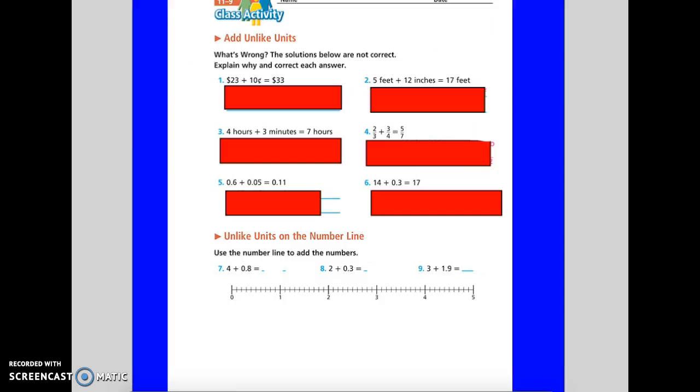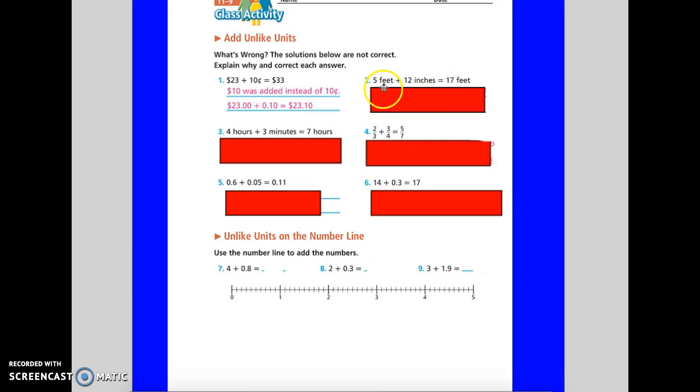The first thing we're going to do is talk about adding unlike units. I want us to look at these situations below, decide why they're not correct, and explain it. Let's look at this first one. It says $23 plus 10 cents equals $33. Well, that's not right, because instead of adding the 10 cents on, they added it as if it was a dollar amount. Instead, we'd want $23 plus 10 cents, which would give us $23.10.